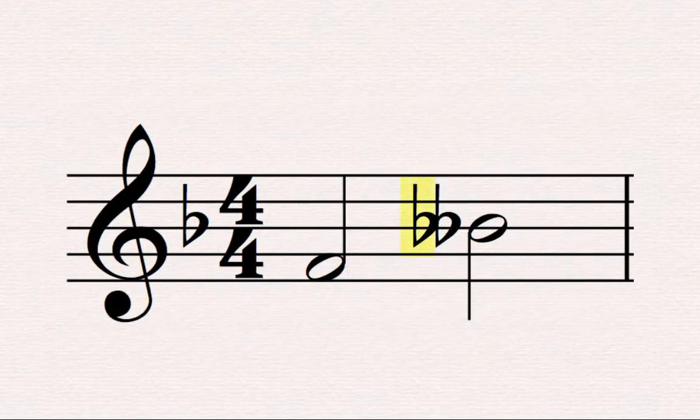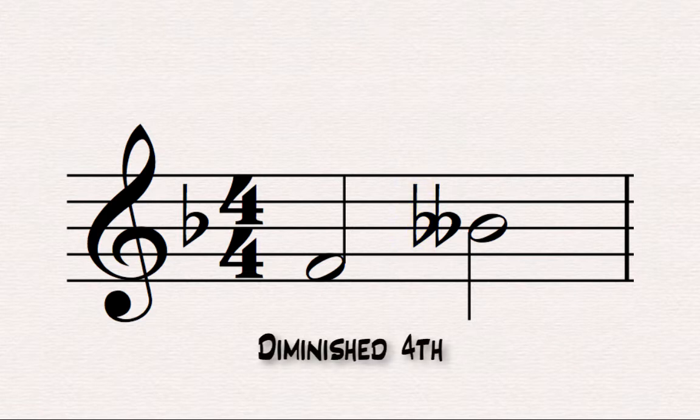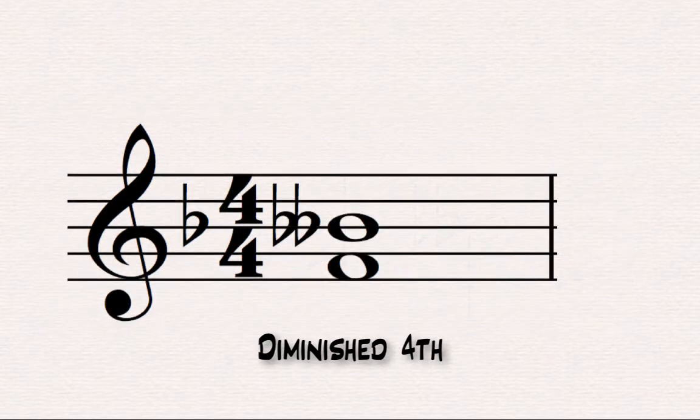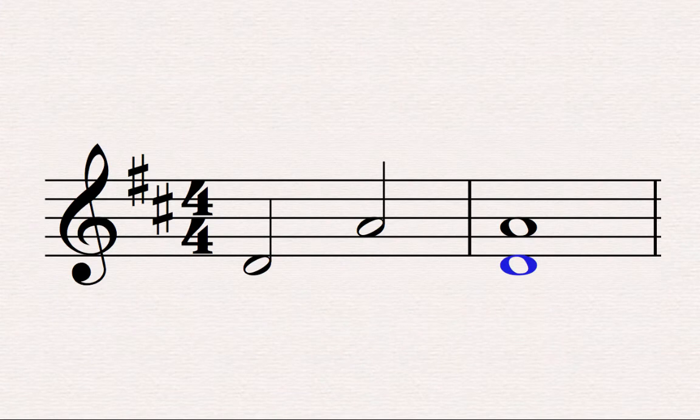So let's see what happens now when we lower that B flat by a half step. This is called a double flat, so we take the B flat and we lower it by a half step. And this is called a diminished fourth. And let's hear what this sounds like. And then here we see it again as a harmonic interval. Let's see what it sounds like. So there's all of our intervals of a fourth.